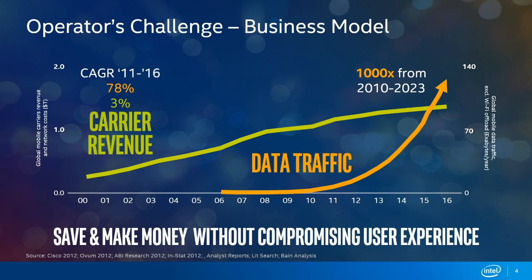Where the average revenue per user was flattening, the traffic was exploding, and this required increased investment to build out the infrastructure. The obvious challenge the operators had to address was how to reduce their CapEx and OpEx while improving the performance and user experience.